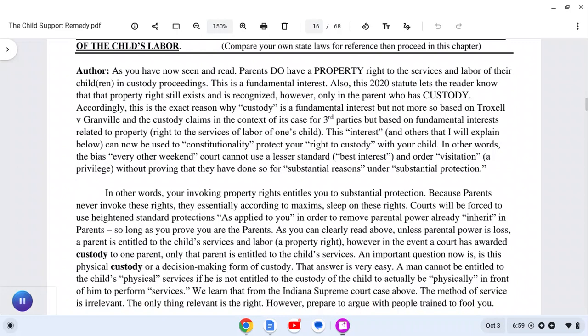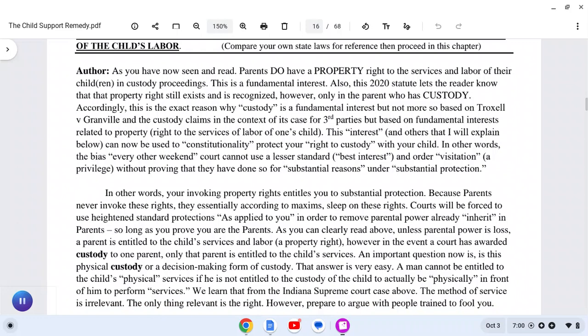As you have now seen and read, parents do have a property right to the services and labor of their children in custody proceedings. This is a fundamental interest, meaning this right is protected under the common law, if I'm not mistaken. Also, this statute lets the reader know that property right still exists and is recognized, however, only in the parent who has custody.